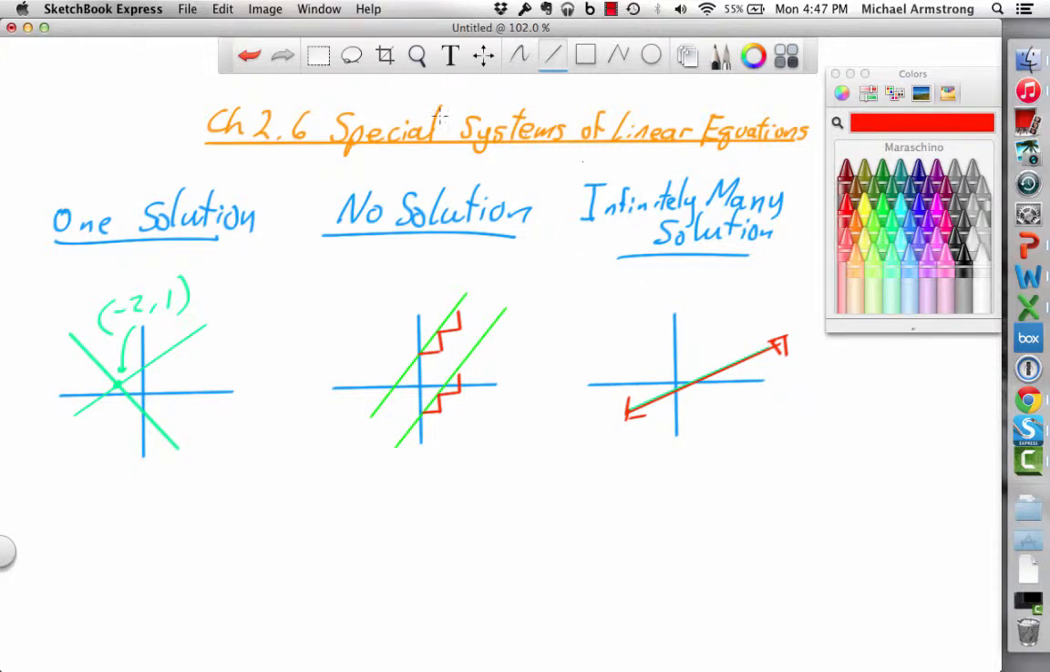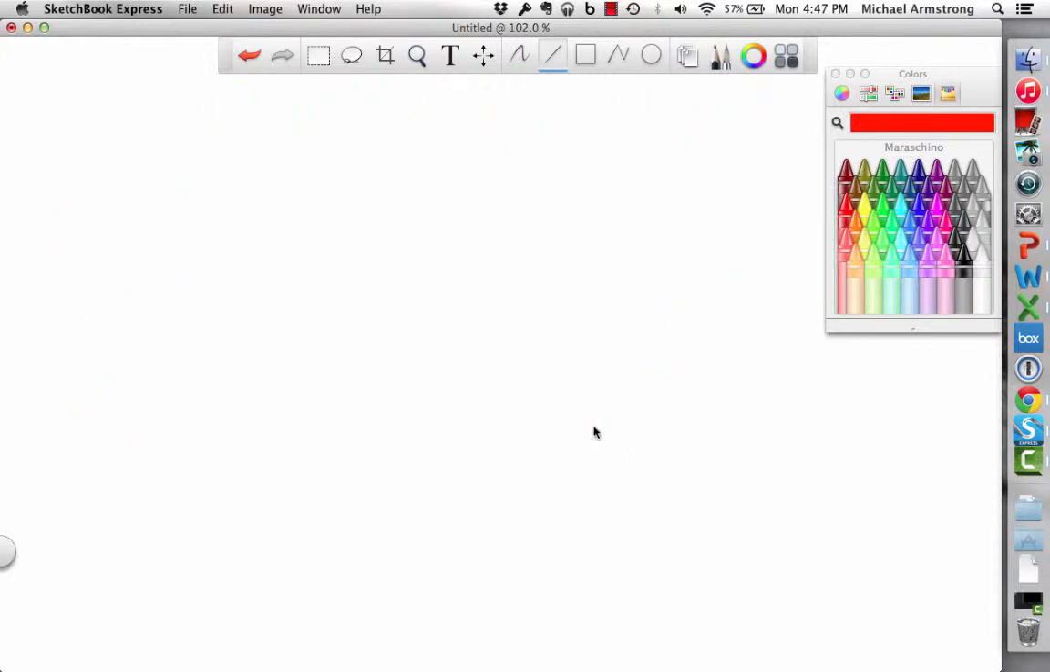So those are our three options. One solution, which is the one we work with most of the time, at least in this book. This is what you're going to see, but we occasionally have something crop up where there's no solution. It could be because they're parallel and they never cross, or you could have this other problem where every solution is the same, and it's because they're really the same line. They just look different. So I'll show you what that looks like. I'm going to do a couple real quick.